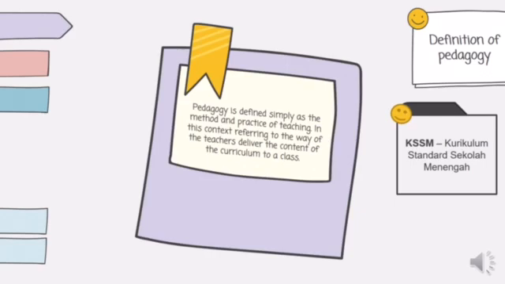In this context, it is referring to the way the teachers deliver the content of the curriculum to a class. So it basically means that pedagogy is not solely focused on the material used by the teachers, but it is about the process used in the classroom, the strategy used by the teachers to lead the achievement of the students. KSSM is Kurikulum Standard Sekolah Menengah.